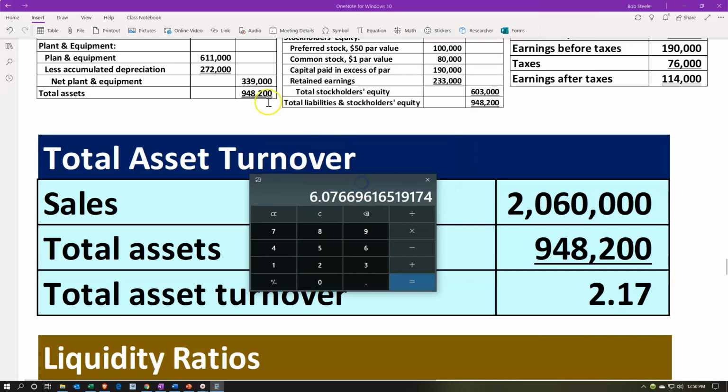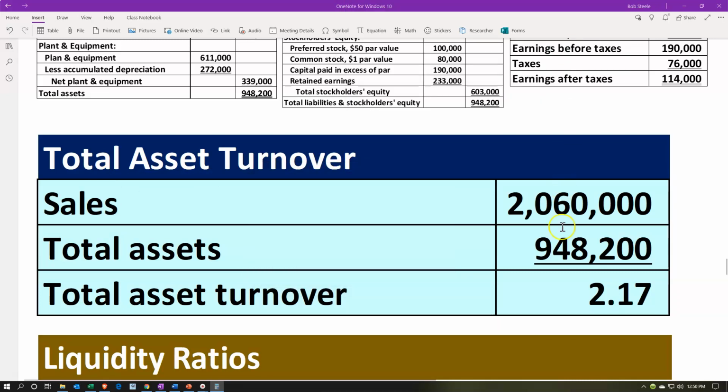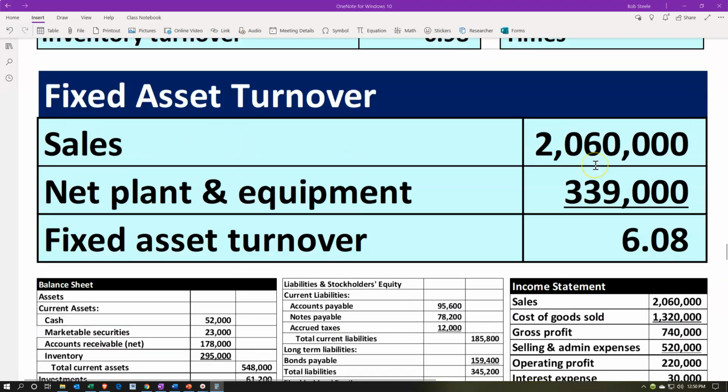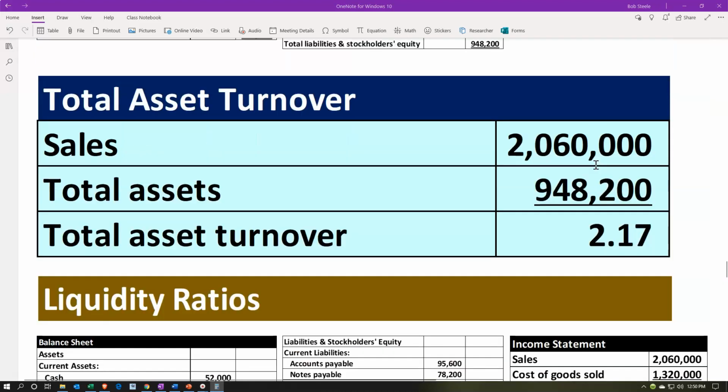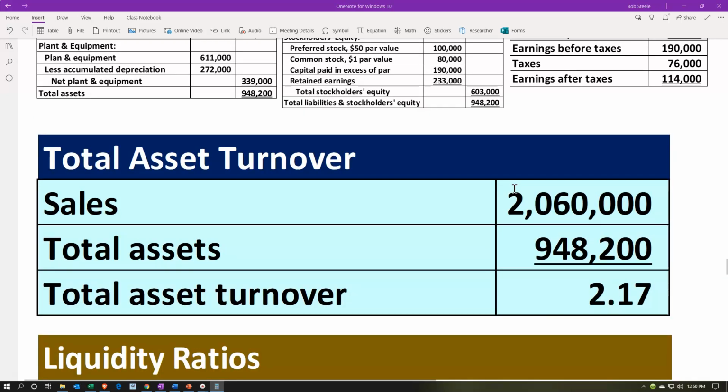So the total assets are being drawn here. Sales we've seen multiple times on the income statement, 2,060,000 divided by the 9,482. That's going to give us the 2.17. So once again, that 2.17, you can take a look at the other ratios in conjunction. And when you look at the trend analysis, you can look at the total asset turnover and all the related terms within it.